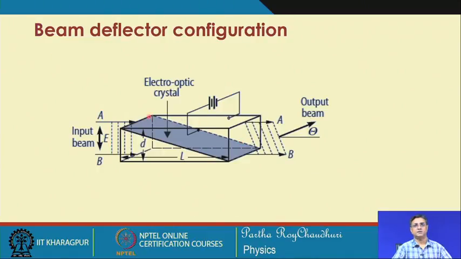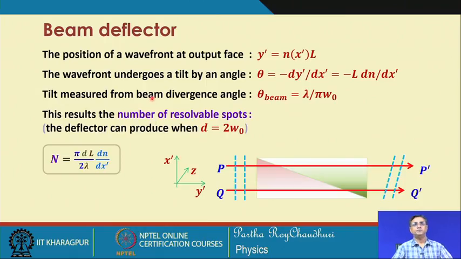And let us see the configuration. You have the electro optic crystal, and you apply the voltage configured in the transverse mode. So, you have an applied voltage, this is the input side where the beam is launched, and this is the deflected beam, and it makes an angle theta. This is how it is configured, and it is very useful to understand. Then let us try to understand how it works.